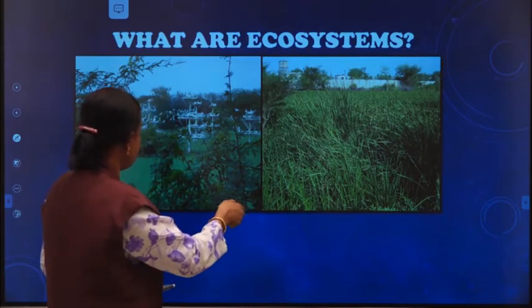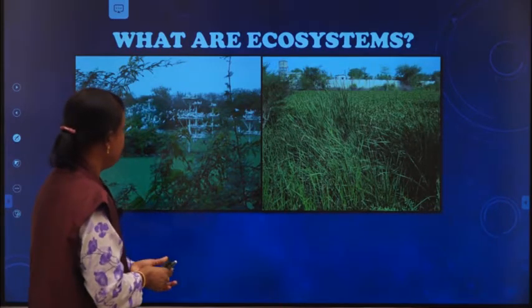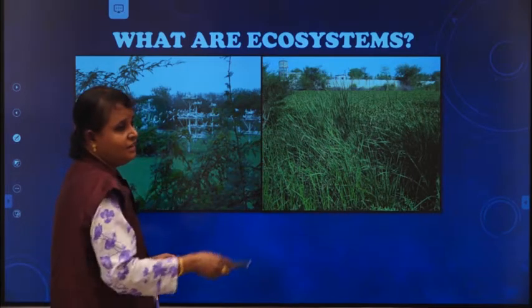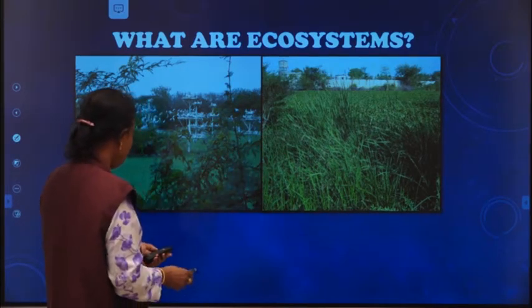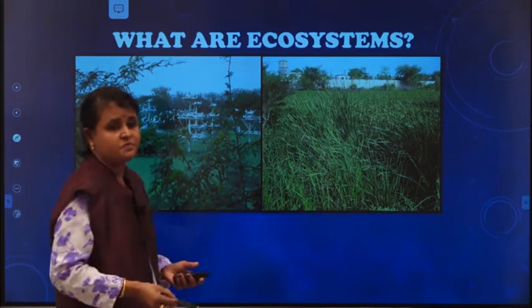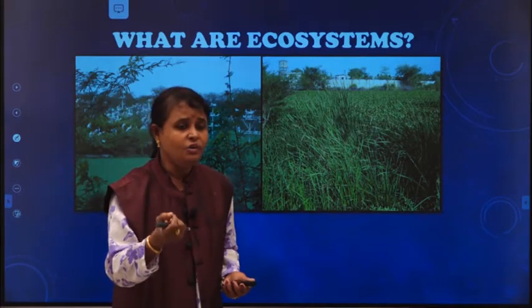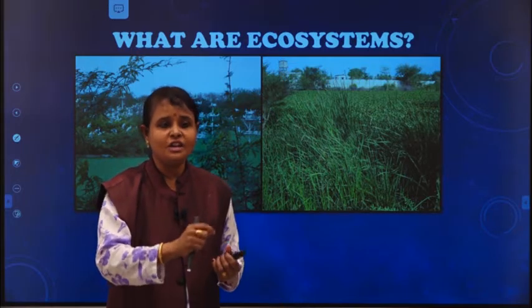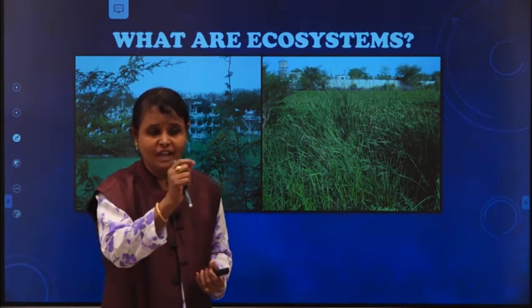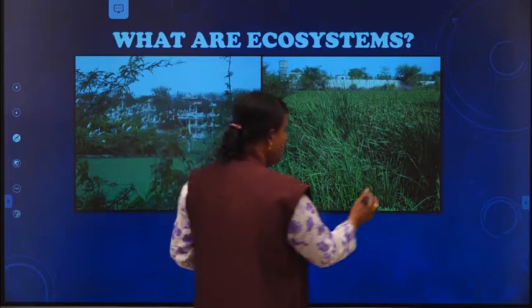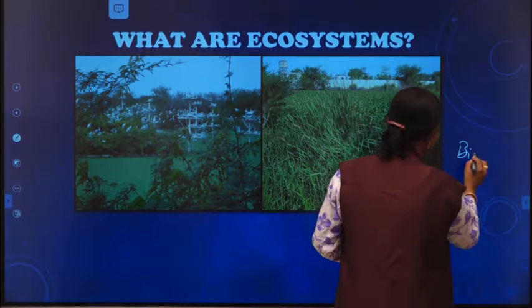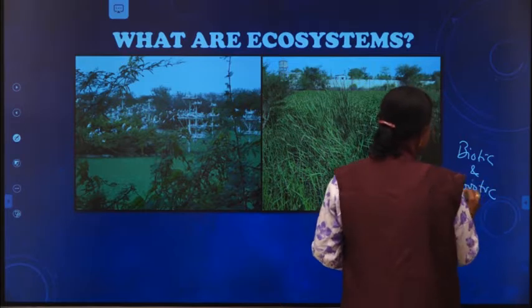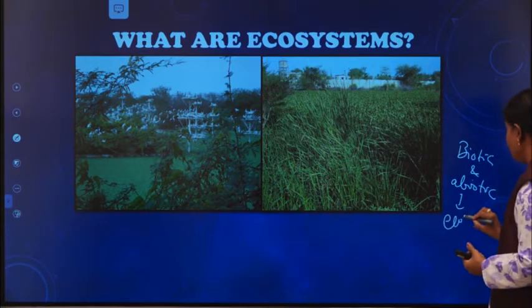You can see these pictures. This is one picture. This is another picture near our university. So these are ecosystems. What did I tell you about ecosystem? In nature, biotic and abiotic components interact. Simply I can tell you, interaction between biotic and abiotic components is an ecosystem.